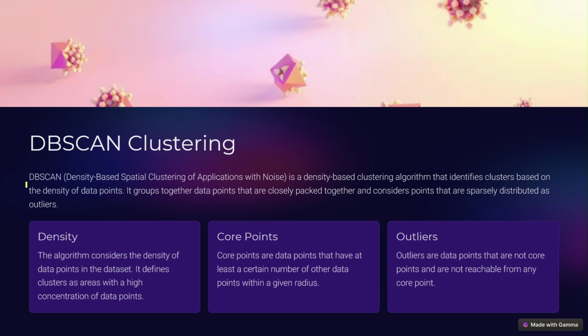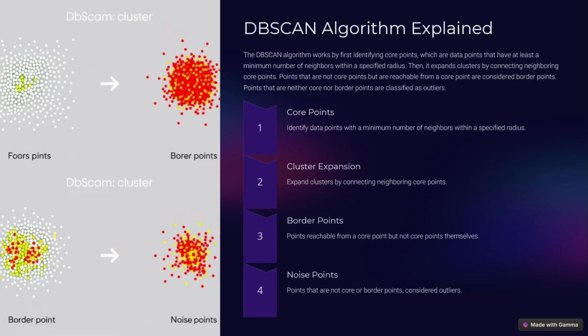Next up is DBSCAN clustering. So let's talk about DBSCAN. Unlike K-means, which divides data into groups based on distance from centroids, DBSCAN uses density to find clusters. It looks for areas where data points are packed together tightly and considers areas with fewer points as noise or outliers. This is helpful when you don't know how many clusters you want or your data doesn't fit neatly into circular shapes.